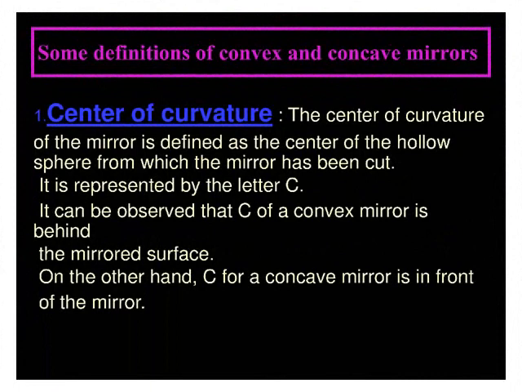First definition is for center of curvature. The center of curvature of the mirror is defined as the center of the hollow sphere from which the mirror has been cut. It is represented by the letter C. It can be observed that C of a convex mirror is behind the mirrored surface. On the other hand, C for a concave mirror is in front of the mirror.